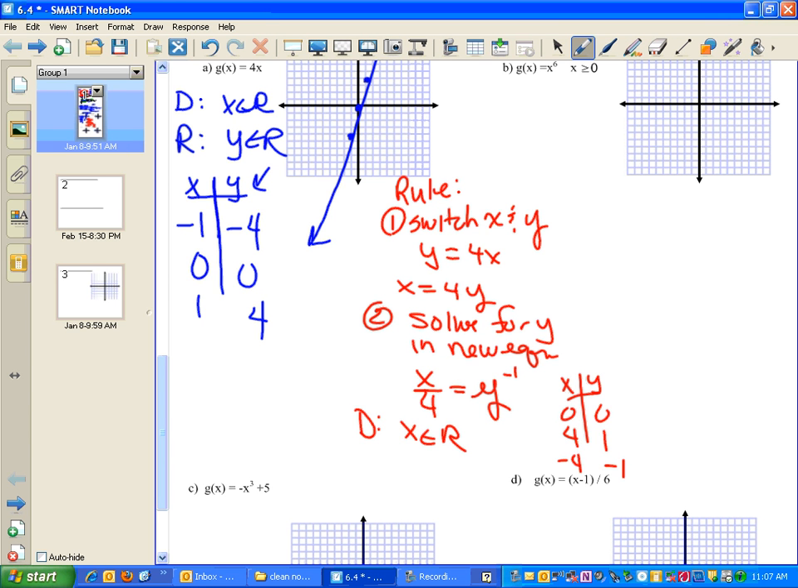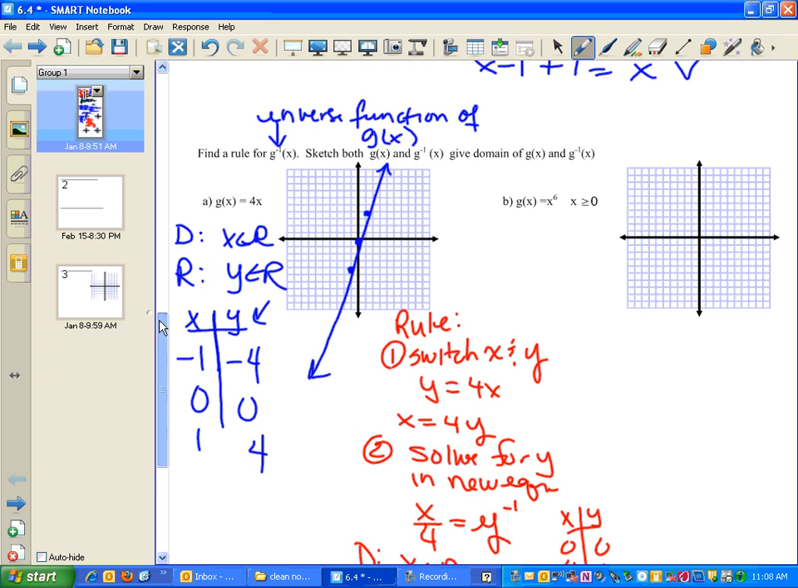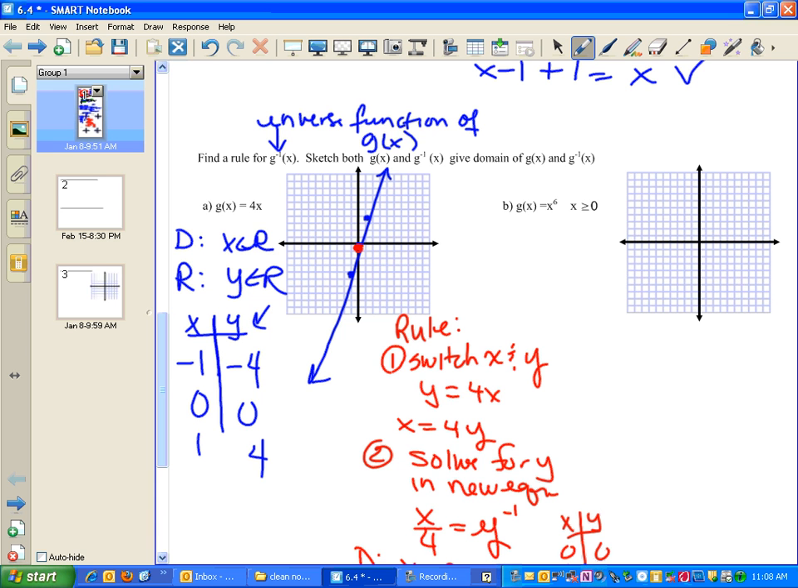What did you just see happen? Look at this chart. Why would they be opposites? Because what did I do? I switched the x and the y. So this graph is going to be 0, 0, 1, 2, 3, 4, 1, 1, 2, 3, 4, -1. This is the graph of the inverse.